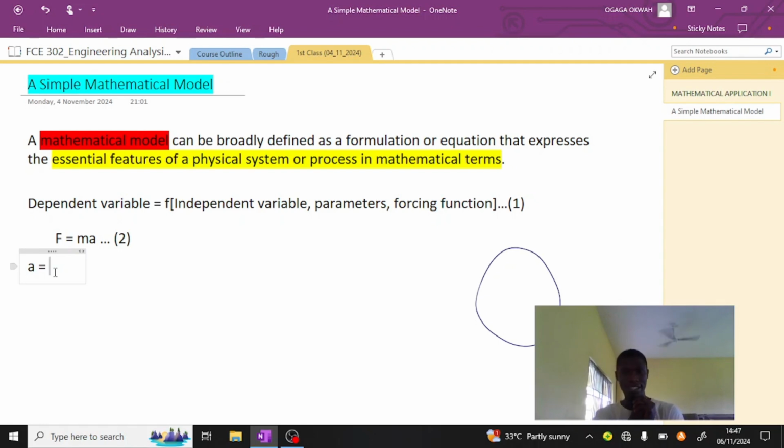What are parameters? Parameters basically reflect the composition or properties of a system. In this case, this is our system. It doesn't look perfect, but what are those things that reflect the composition, the makeup, the properties of our system here? Now, from equation 2, again, pause the video and make a guess.